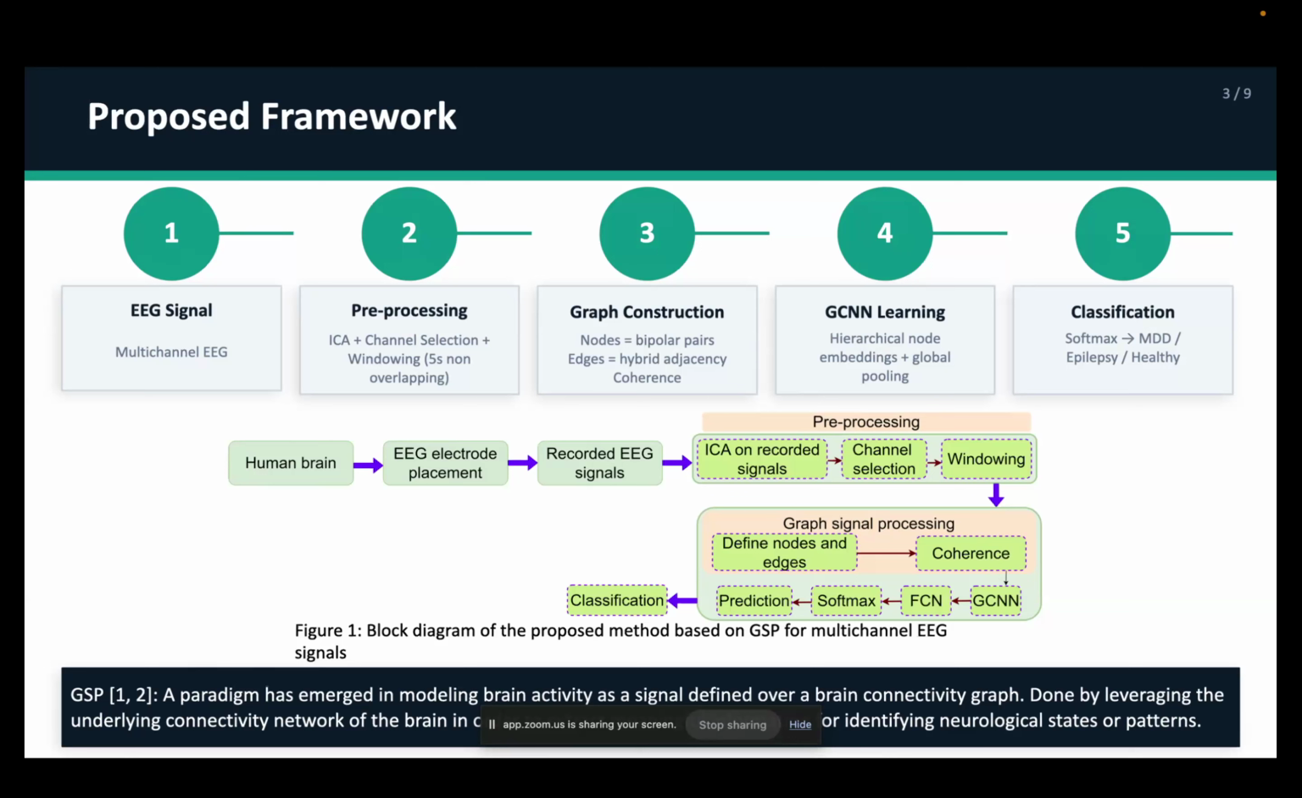Then we define the graph construction with nodes as bipolar channel pairs and edges as the hybrid adjacency coherence. And then the constructed graph is given as an input to the GCNN, with hierarchical node embeddings plus graph global average pooling to learn discriminative features and then classification. And this is the framework block diagram of the proposed method using GSP for multi-channel EEG signal.